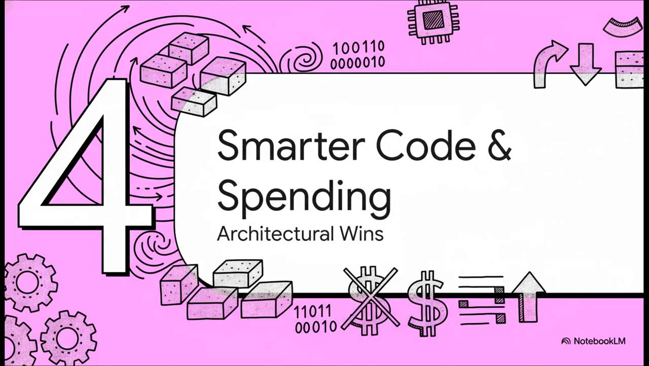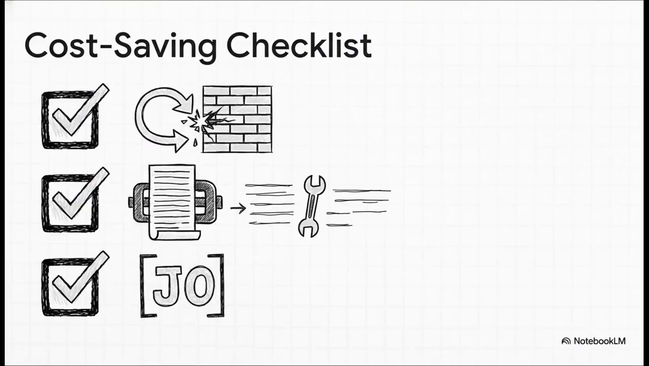And that brings us to our fourth and final lever. This one is all about being smart from the very beginning. We're talking about building cost saving right into the DNA of your agent, into its architecture. These are changes you make in your code that directly slash your bill. And these are simple, but man, are they effective.